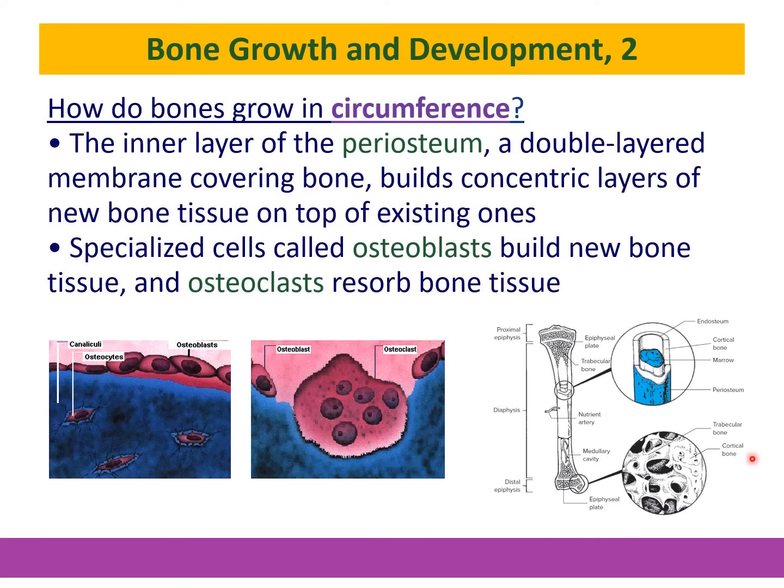We have two different locations of bone. The first one was the epiphyseal plate, and then we have the periosteum, and we have different players or cell types that are involved in these bone growth and development processes.